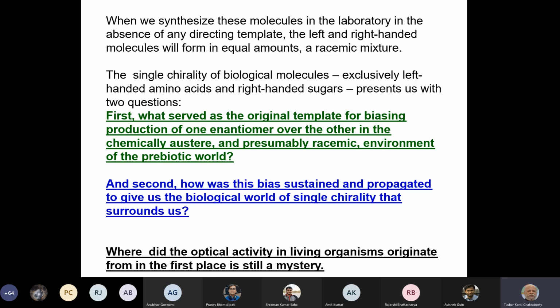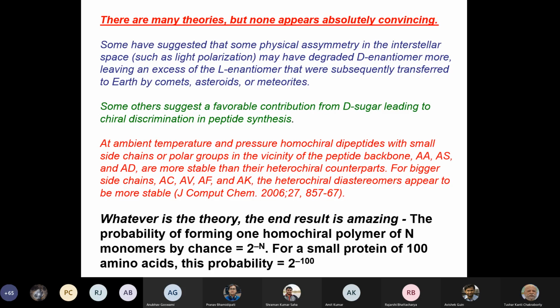So you can ask, when life started, how did the chirality come? Because there was no chiral environment billions of years ago on the Earth or any other planet system. So how does the chirality originate when there is no template? And once it started, there are many theories. A large number of people have worked to find out what really started the chiral environment, and then once it starts, how that bias gets sustained and propagated to give all the biological systems and the living systems that you see, which are made of chiral molecules. And so there are many theories.